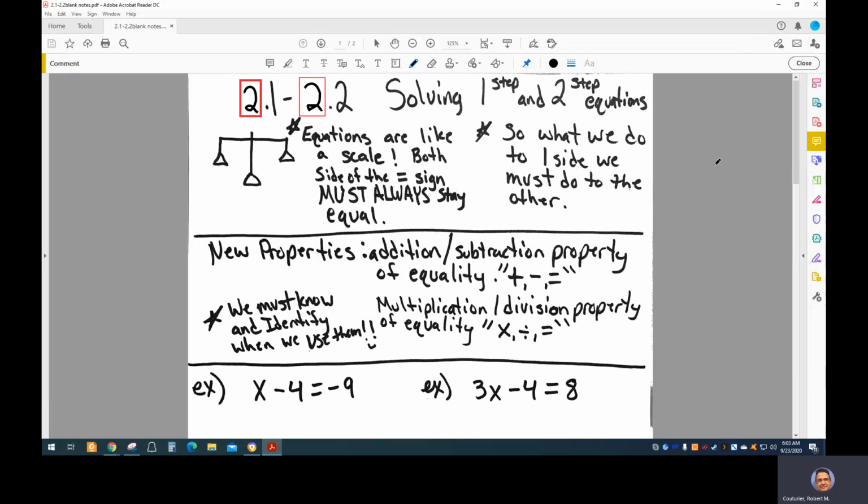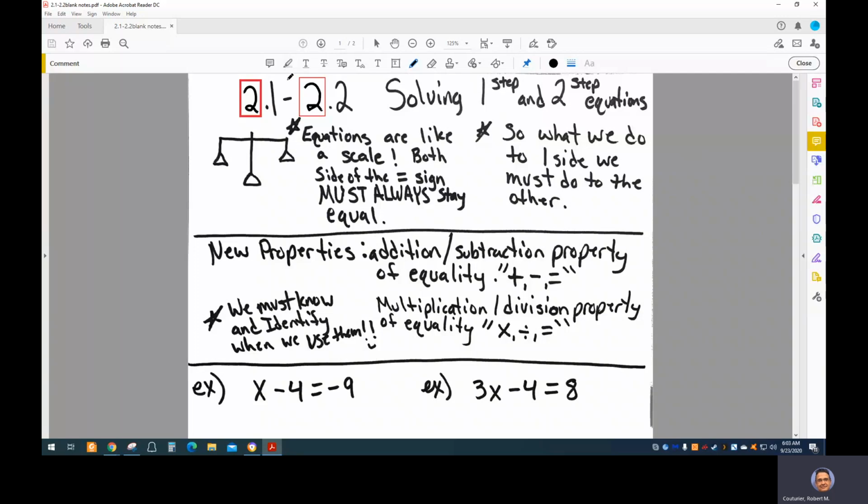We are finally moving away from rules and regulations and actually starting to put some of this into use. So we are going back now to chapter 2. We're doing 2 sections today, 2.1 and 2.2, which is solving one-step equations, which should be mostly a review, hopefully, and solving two-step equations. Where we start to introduce something new in the one-step equation is a new property called the zero product property, and you'll see what happens when we get to that.